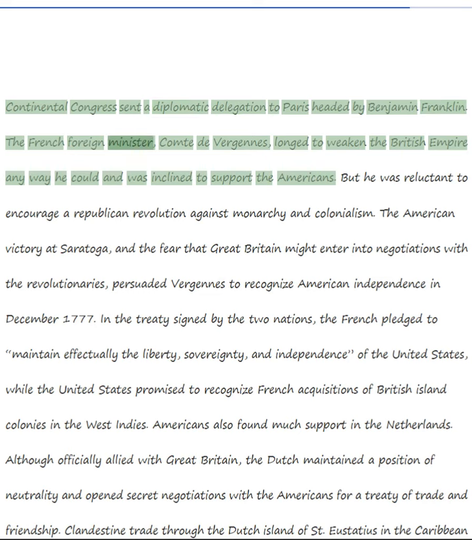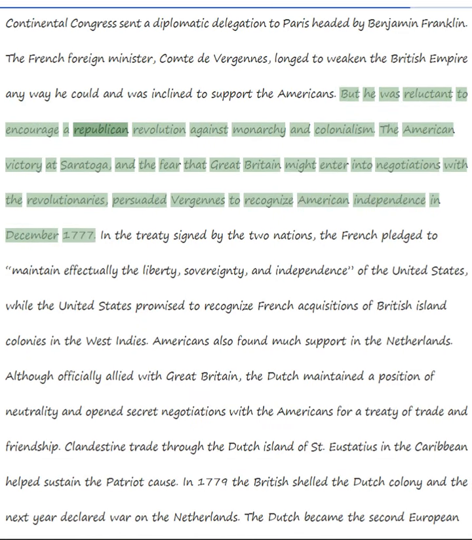The French foreign minister, Comte de Vergennes, longed to weaken the British Empire any way he could and was inclined to support the Americans. But he was reluctant to encourage a republican revolution against monarchy and colonialism. The American victory at Saratoga, and the fear that Great Britain might enter into negotiations with the revolutionaries, persuaded Vergennes to recognize American independence in December 1777.